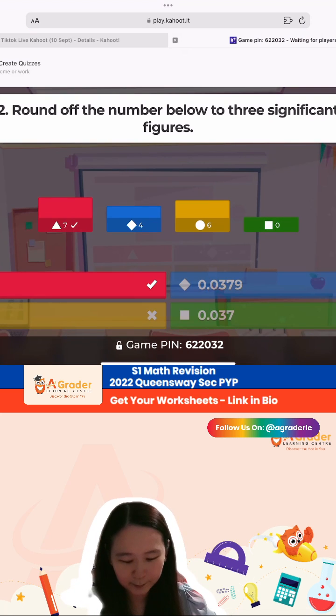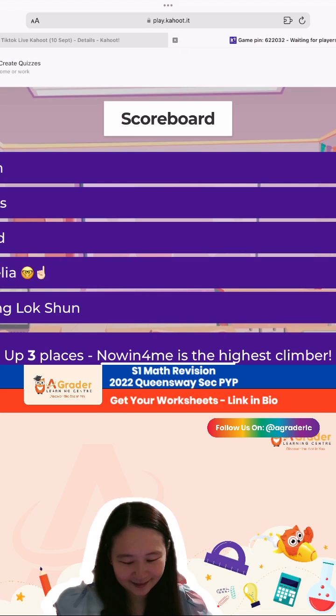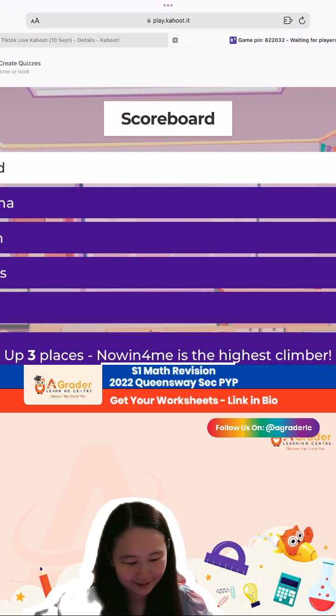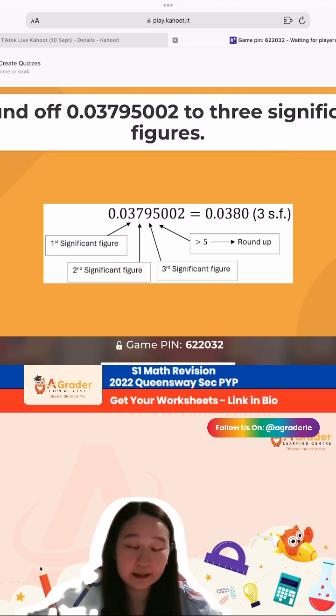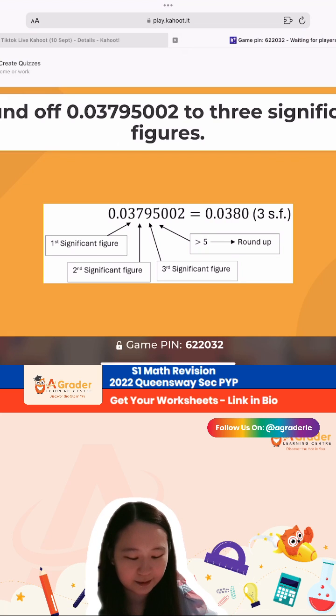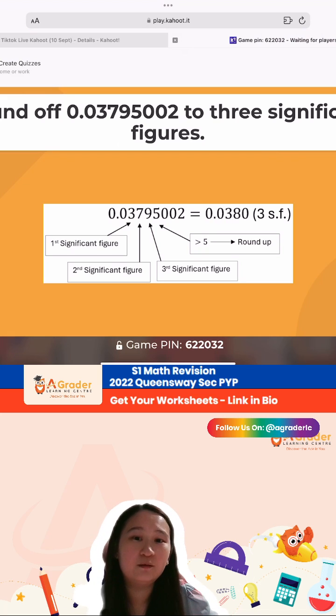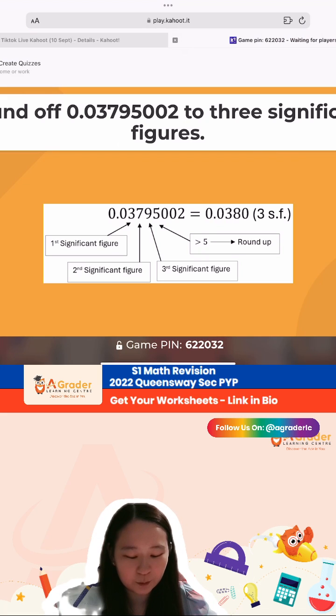Okay, it's a bit tricky here. So the first significant figure is our 3, second significant figure is the 7, and third significant figure is 9. So we look at the digit behind the 9 to determine if we want to round up or round down. So when we look at the digit 5, we have to round up, so we have to plus 1 to the 9. That's why there's a regrouping here.